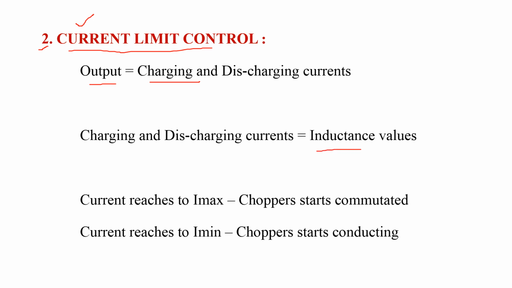If the inductance value is less, the time required for charging as well as time required for discharging the current is less, means we are going to get less amount of output voltage. If the inductance value is high, means the time required for charging as well as time required for discharging is more, means we are going to get high amount of output voltage across the load. This one we are going to discuss by using the waveforms.